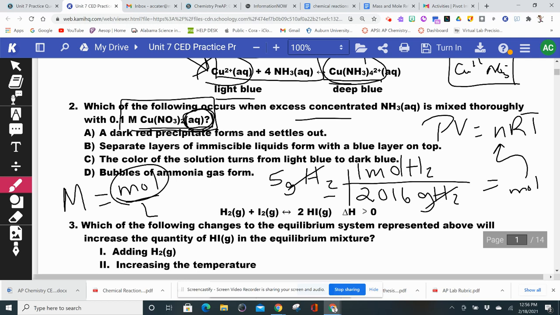But if you didn't know to change grams to moles, you would think, oh no, I've got this equation and I have 2 unknowns and I can't solve for 2 unknowns. But you really don't, because you can change grams to moles, put that in the ideal gas law, and then solve for what you're looking for, and then use that in the rest of the problem. Okay, so if you need to, brush up on that, make sure you know how to do that.